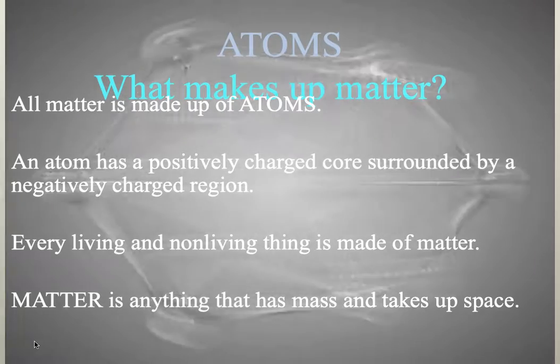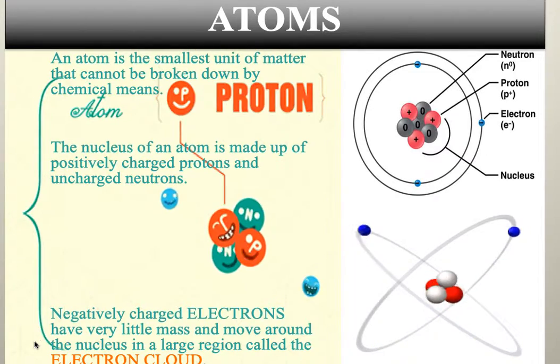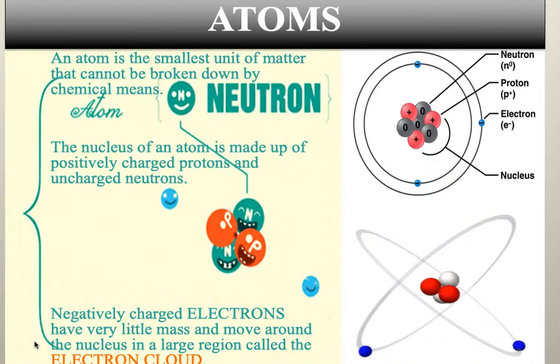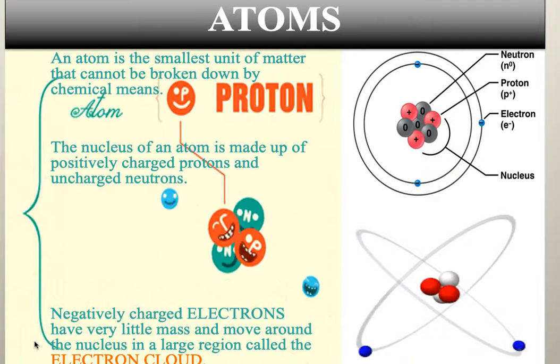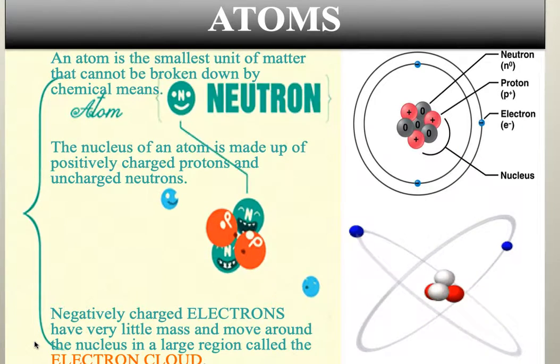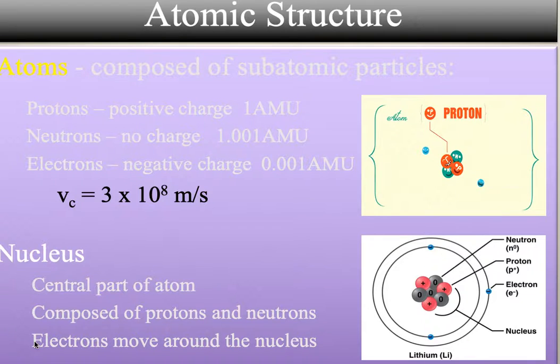Protons and neutrons are in the nucleus. Electrons are flying around the outside. There's a picture of some protons and neutrons, and you can see the electrons flying around in those energy levels outside the nucleus of the atom. There are the charges and the masses of protons, neutrons, and electrons. The nucleus, remember, has your protons and neutrons inside of it. The electrons will be flying around the outside.